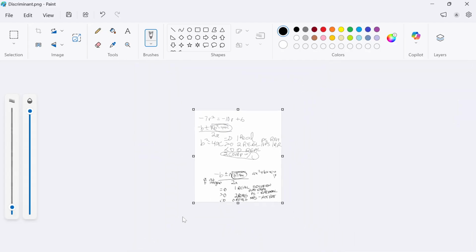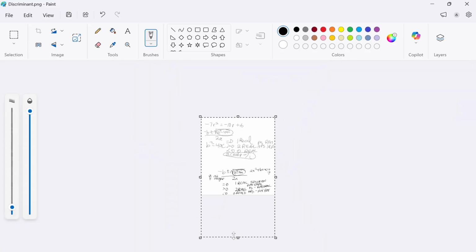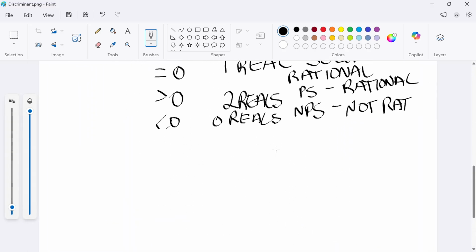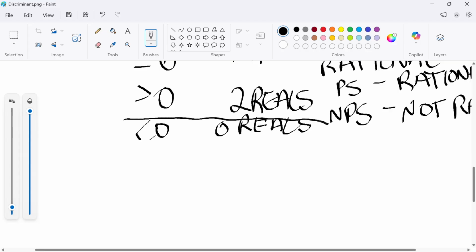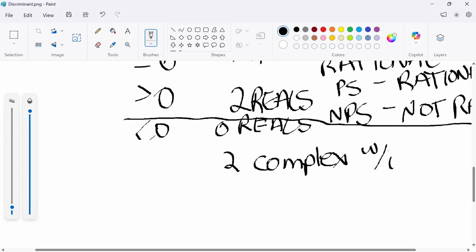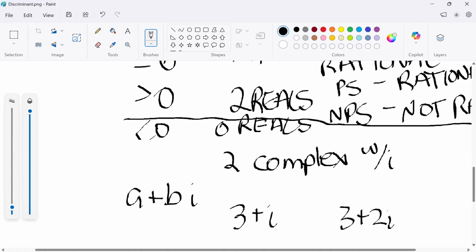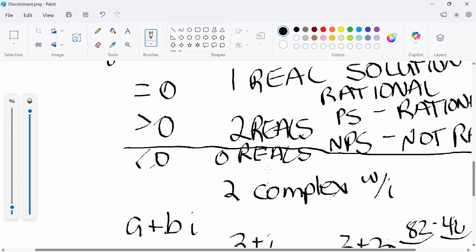Let me zoom out a little bit and get a little bit of extra room. There are no real solutions if it's less than 0. Let me put a line here so I'm differentiating. No real solution. There are two complex solutions with a non-zero imaginary component. In other words, a plus bi is a complex number. If the discriminant is less than 0, it's something like 3 plus i, or 3 plus 2i, or 82 minus 4i. There's an i in there. This is the real part. This is called the complex part, the part that's with i. It's a non-zero imaginary component if it's less than 0.